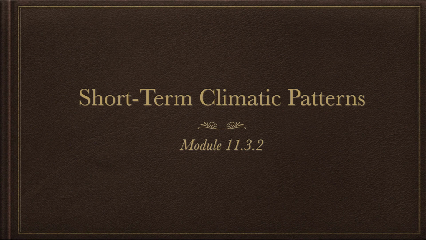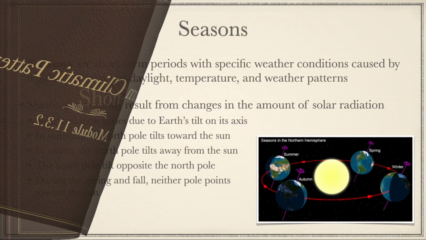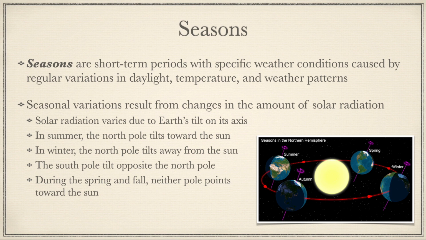Short-term climatic patterns. So the seasons. Seasons are short-term periods with specific weather conditions caused by regular variations in daylight, temperature, and weather patterns. Seasonal variations result from changes in the amount of solar radiation.